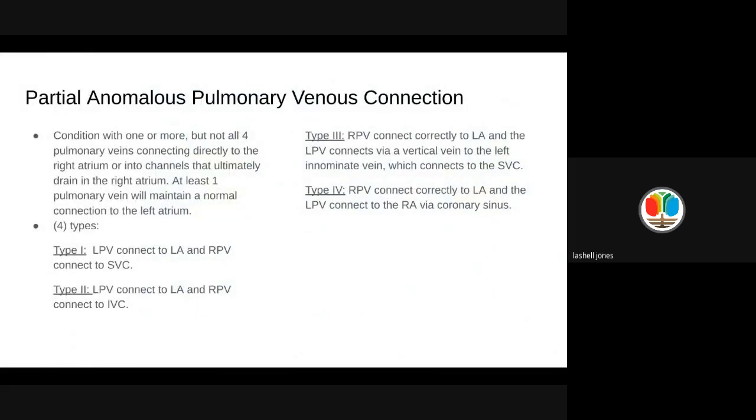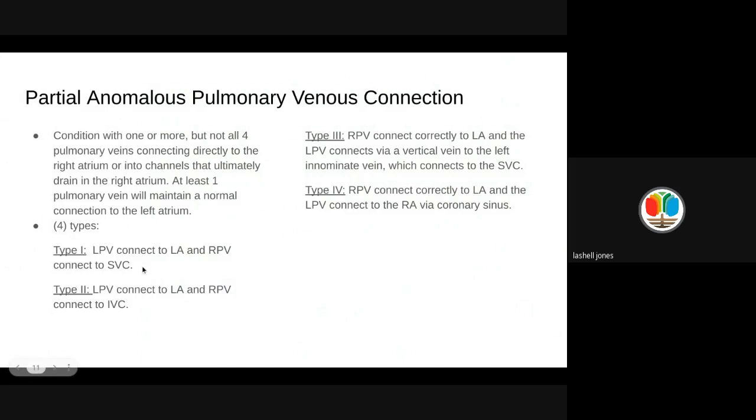Okay, so with partial, it says condition with 1 or more, but not all 4, is connected directly to the right atrium or into channels that ultimately drain into the right atrium. So basically, in a nutshell, it says at least 1 pulmonary vein will have a normal connection to the left atrium, and then others won't. But it's different variations, in other words. So it also has 4 types: type 1, 2, 3, and 4.